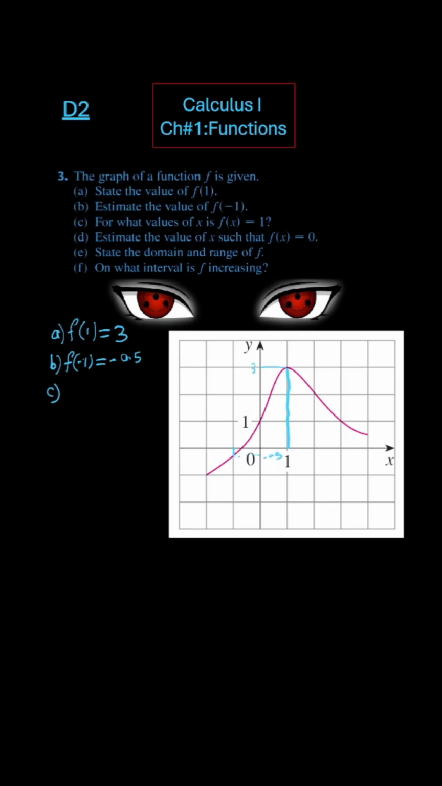For part C, we are asked to find the values of x for which f of x equals 2. This means we look for where the graph crosses the horizontal line y equals 2. The graph intersects this line at x equals half, and again at x equals 2. Therefore, f of x equals 2 when x is half, and 2.